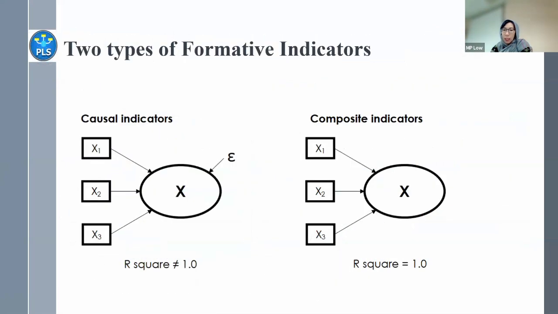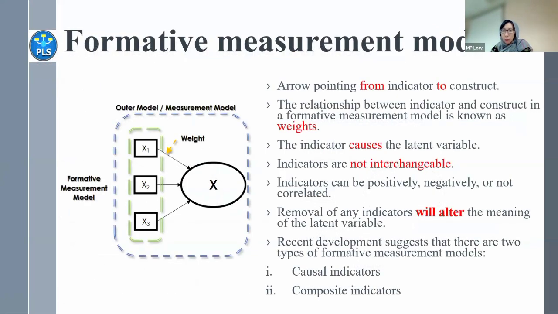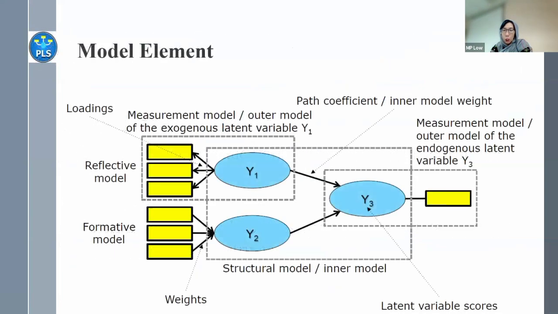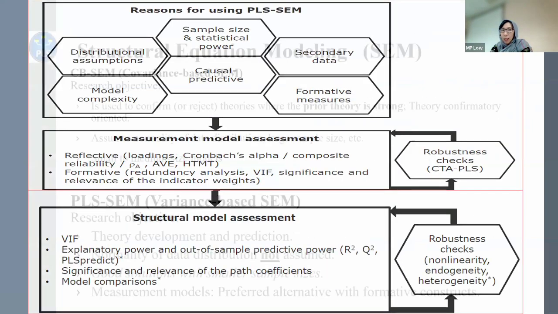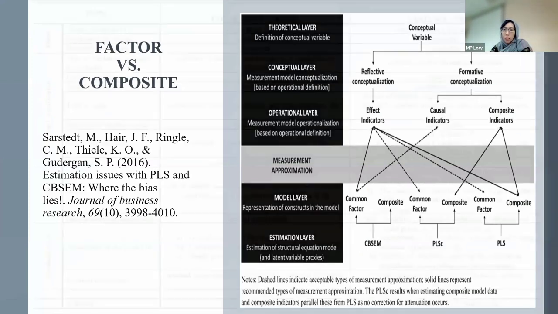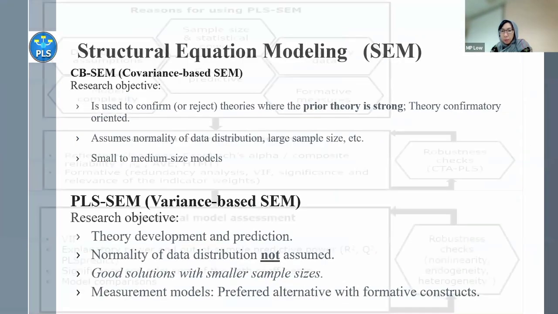And recent developments have mentioned that there are two types of formative measurement model. We can have a causal indicator, because just now we mentioned that all these indicators here cause the latent variable, right? So this is the causal indicator, and it can also be understood as the composite indicator. This is explained in the paper that I shared with you earlier, on understanding factor and composite. So at the formative level here, we can have causal indicators and composite indicators.